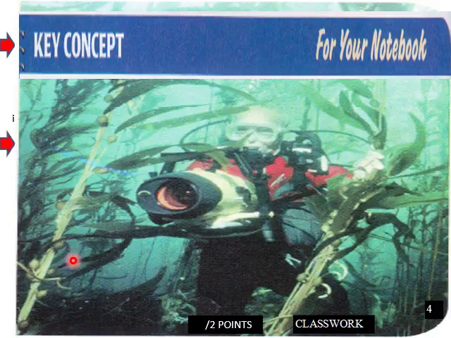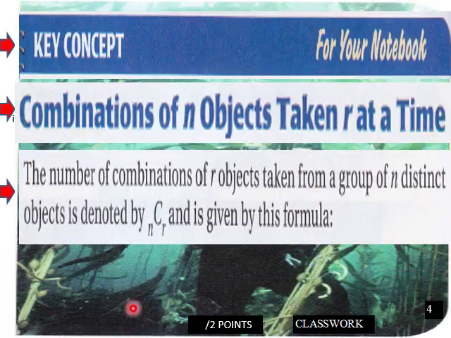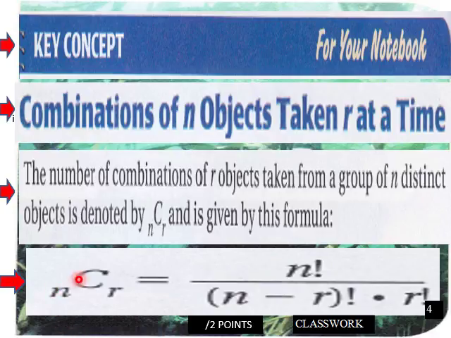Classwork, page 4. Combinations of N objects taken R at a time. The number of combinations taken from a group of distinct objects is denoted by NCR and is given by this formula here. N choose R, or NCR, equals N factorial over quantity N minus R factorial times R factorial. This is an important formula here for figuring a combination taking R objects from N at a time.